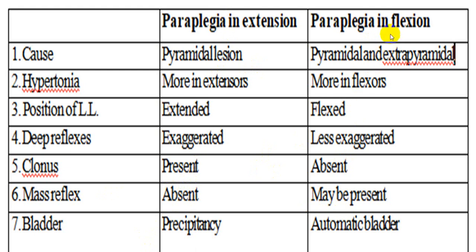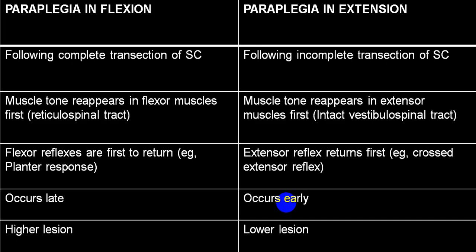You will have automatic bladder in paraplegia in flexion, while here in paraplegia in extension, you will have precipitancy. That will be very peculiar in case of paraplegia in extension and paraplegia in flexion. You have to differentiate. So we have mentioned all those things. Following a complete transection of spinal cord, you will get paraplegia in flexion. Following an incomplete transection, you will have paraplegia in extension. So complete transection will usually produce flexion, while partial will produce extension.